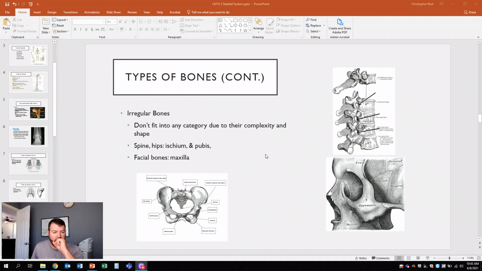Next we have irregular bones. These aren't really classified in any major area, just because they're very, very unique. For example, your spine is all irregular bones. All your facial bones, as I said, not your skull, that's a flat bone, all your facial bones are irregular. Your hips, your ischium, your pubis, all those are irregular, because they're very complex. They don't fit in any other category.